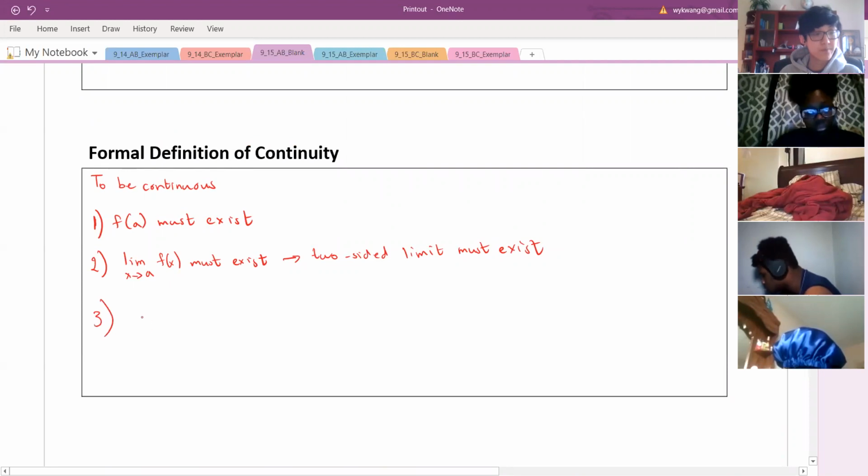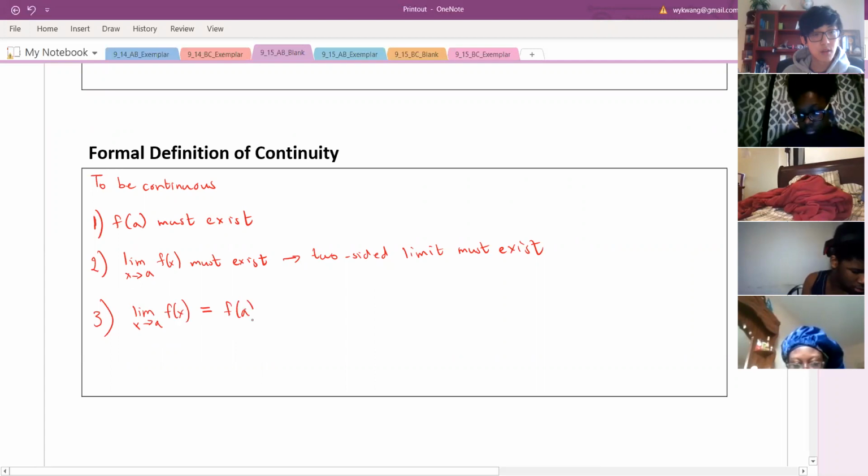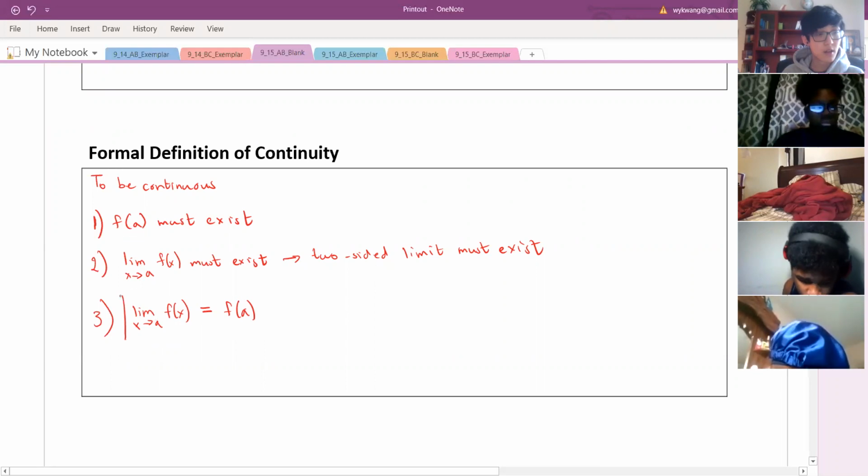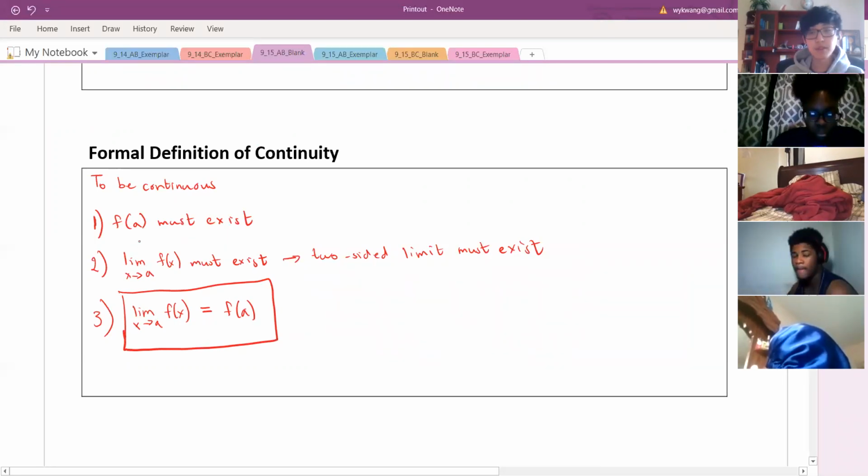And our third criteria is that it's kind of combining them all together. So this is the actual full definition. The limit of f of x as x approaches a, so this same exact thing right here, must equal this point right here, f of a. So this right here is our actual definition for continuity. So we can circle that because this kind of combines the first two steps.